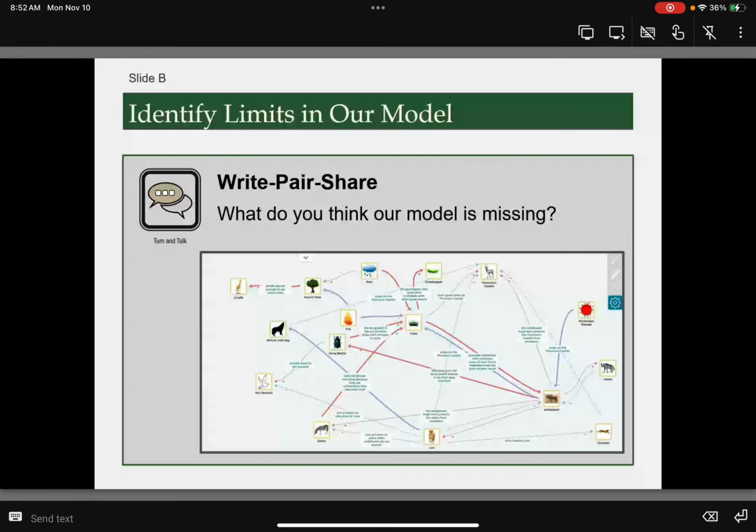Is there anything on this model that you should have added to your models? Yes, the fire? Anybody have fire on theirs? I mean, I did, but I knew it was supposed to go in there. What about rain? Or the rainfall? Okay. Is there anything on here that you didn't include?